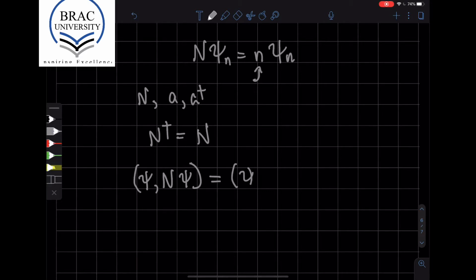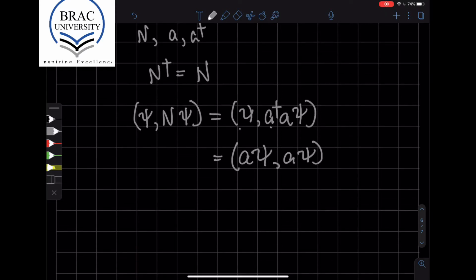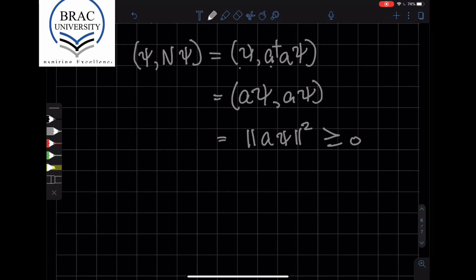this is going to be psi, a dagger a acting on psi. But we can move this over here, and then this will become a of psi, but this is nothing but the modulus of the state a psi squared, which is of course greater than or equal to 0. So thus we say that N is a positive definite operator. It also means that its eigenvalue spectrum will be 0 or greater than 0. So that's one thing to start with.